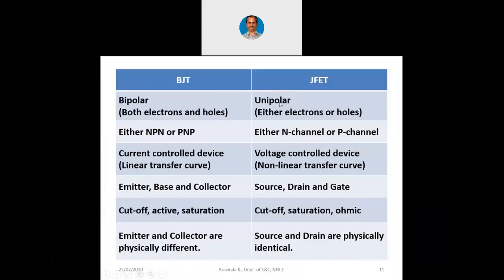So, JFET is unipolar, either electrons or holes. BJT can be either NPN or PNP, whereas JFET can be either N-channel or P-channel. BJT is a current control device with a linear transfer curve, whereas JFET is a voltage control device with a non-linear transfer curve.